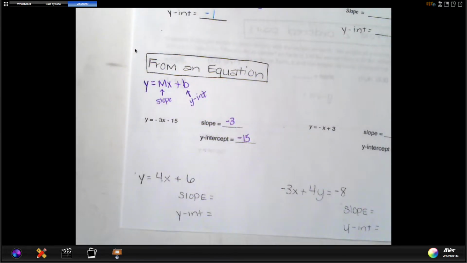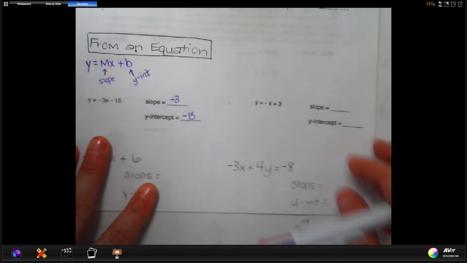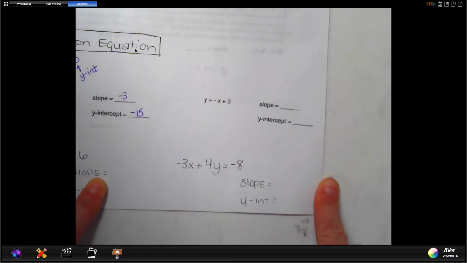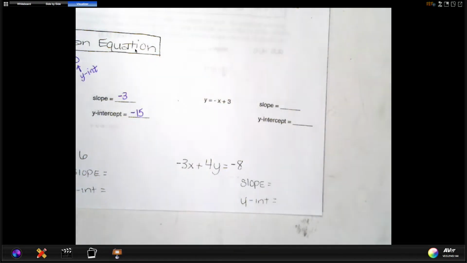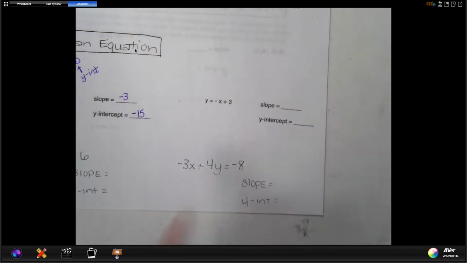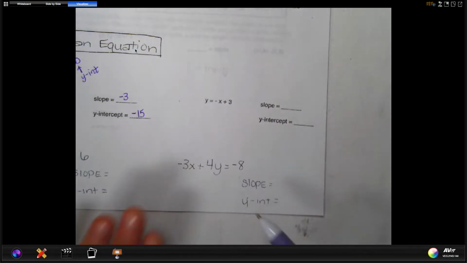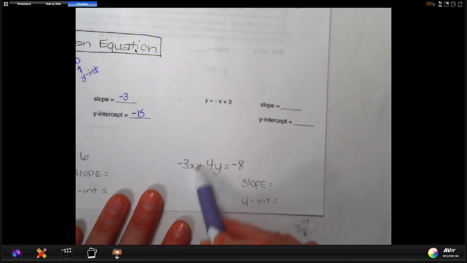Easy peasy. Now, where this gets a little bit more challenging, if you have the note packet with you, slide down to the one in the lower right-hand corner. For algebra students, a lot more often you will have your equations in a format where they're not in y equals. Y is not alone. So the first thing you need to do is get it in y equals. The y is going to stay here, but we need to get rid of that -3x by canceling it out, and we need to cancel out this 4.